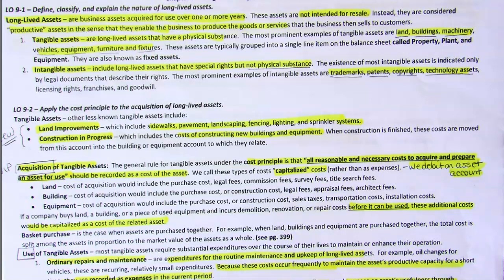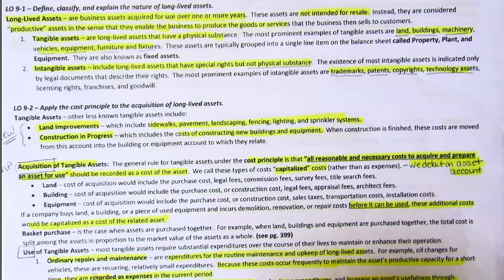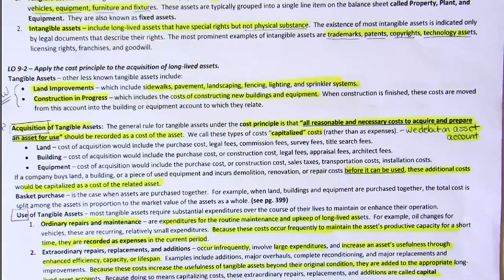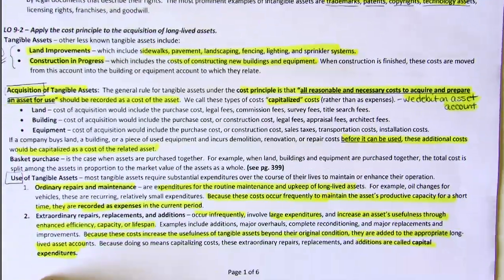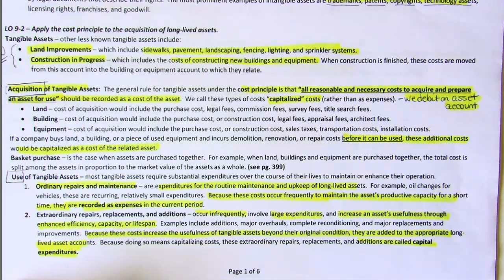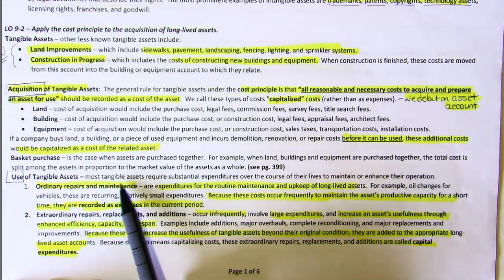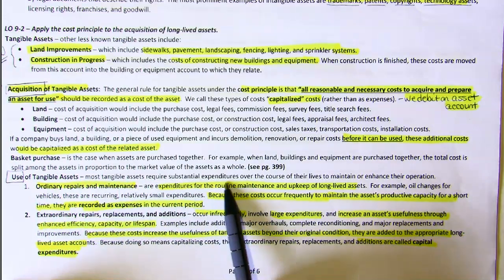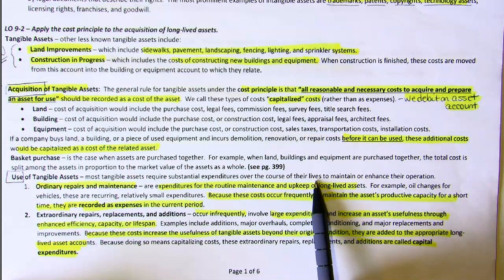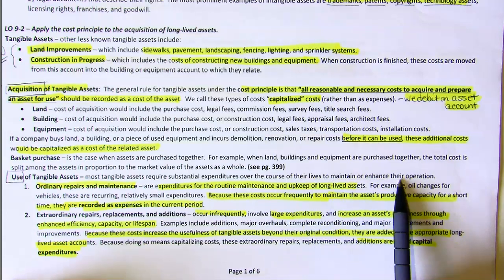After the truck or whatever asset is being used, then it depends. Let's talk about the use of tangible assets, and then we'll come back to a basket purchase in a moment. After first use, any costs related to that asset may or may not go into the asset account. It says here, with regard to use of tangible assets, most tangible assets require substantial expenditures over the course of their lives to maintain or enhance their operation.